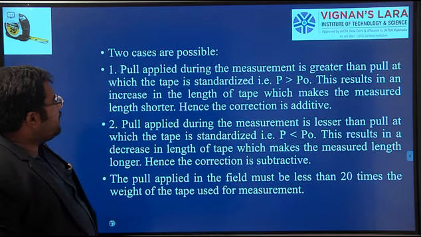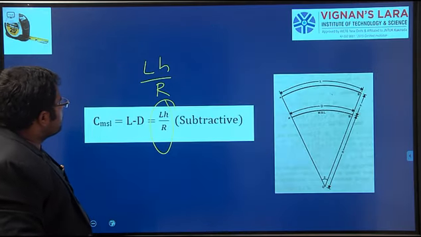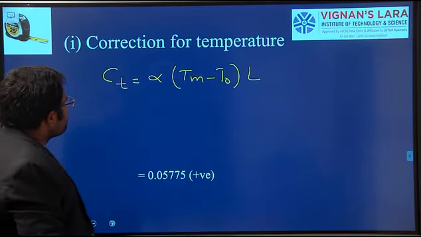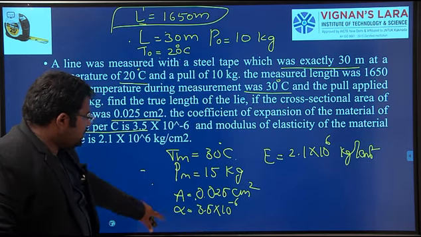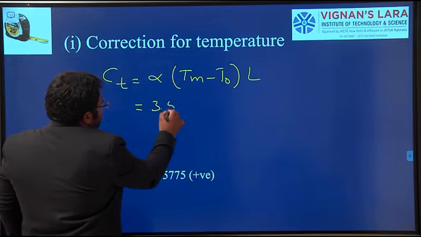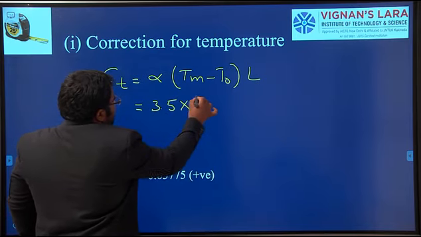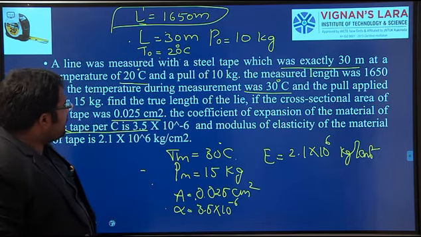So in our problem, if we substitute all those values, the alpha value is 3.5 into 10 power minus 6. Tm during the measurement, what is the temperature?